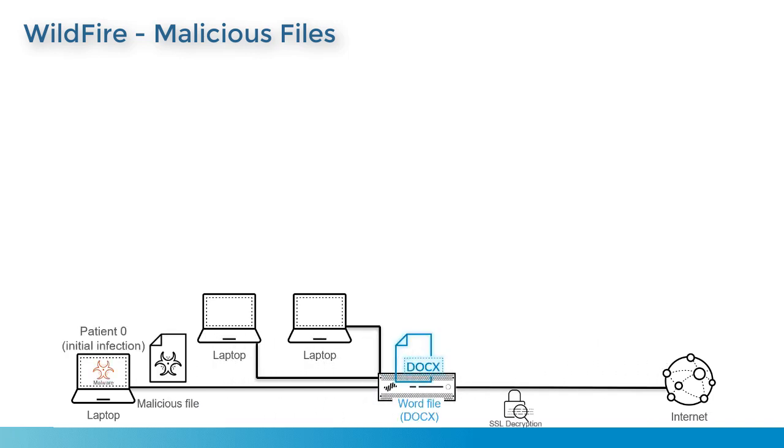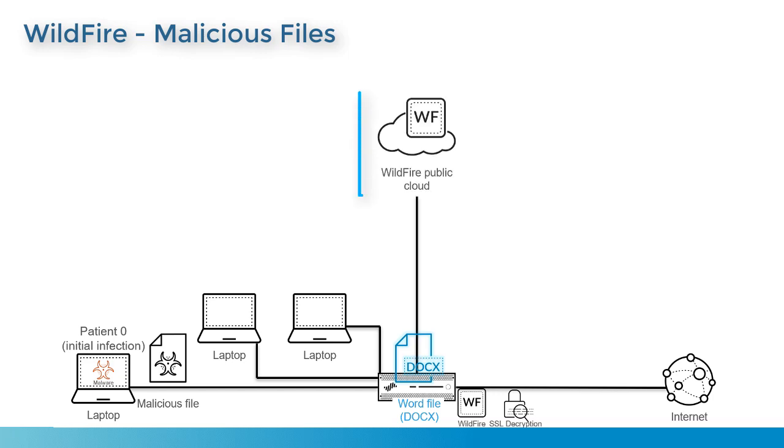In order to appropriately see this file, you might need to deploy SSL decryption in order to open up tunnels and see the contents inside. Then, based on the configuration of a WildFire analysis profile, that file can be sent up to the WildFire public cloud for analysis. There are multiple forms of analysis that can occur.